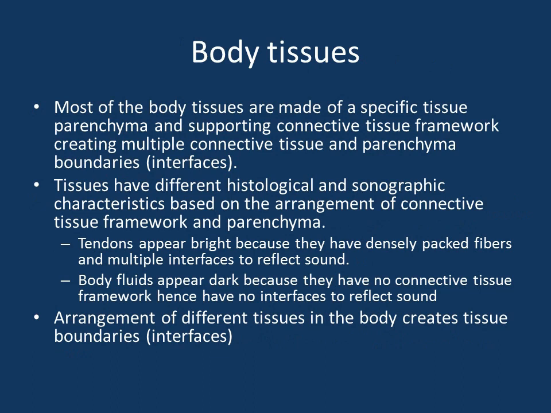Let's look into the body tissues. Most of the body tissues are made of specific tissue parenchyma and a supporting connective tissue framework, creating multiple connective tissue and parenchyma boundaries, so-called interfaces. The tissues have different histological and sonographic characteristics based on the arrangements of connective tissue framework and the parenchyma.